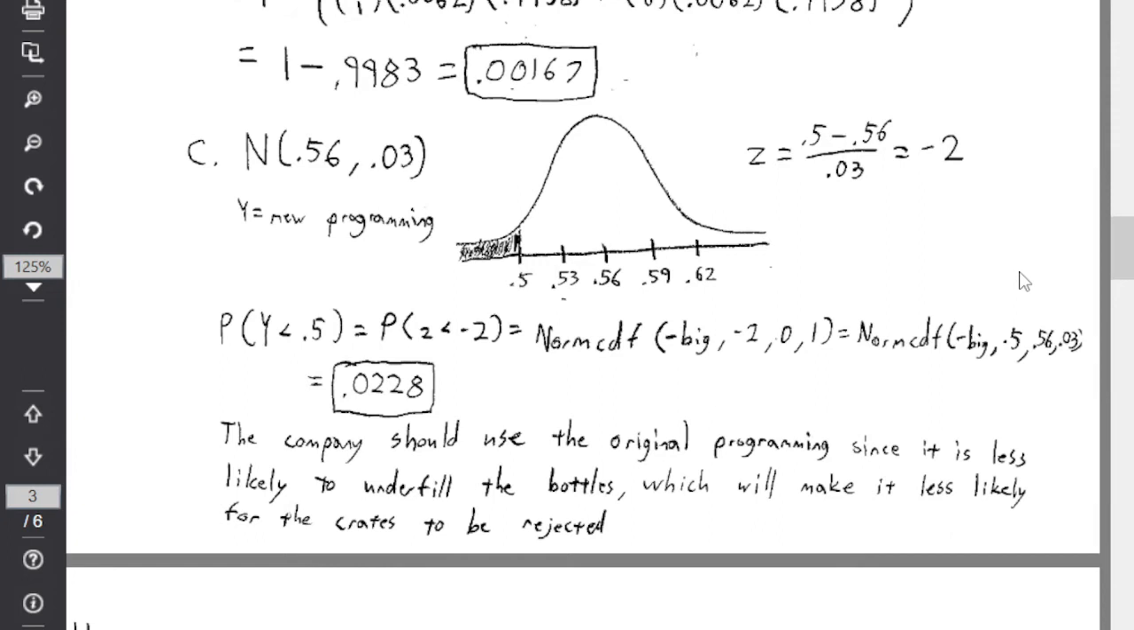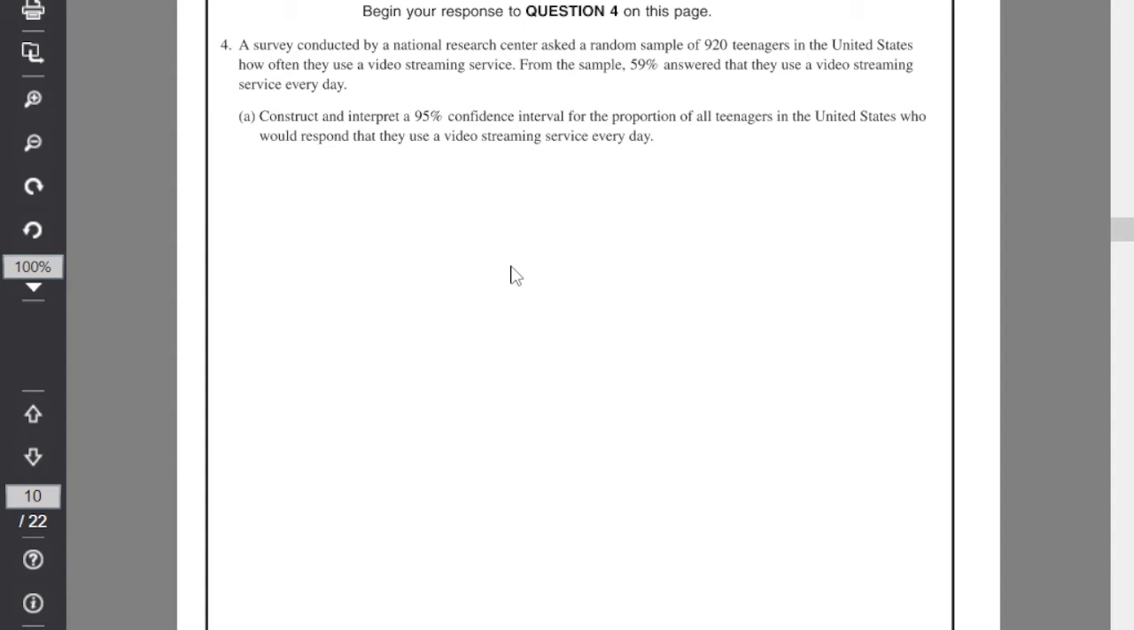So that means that you should probably stick with the original programming so that we have a lower chance of the bottles being underfilled. All right, this is your 95% confidence interval.